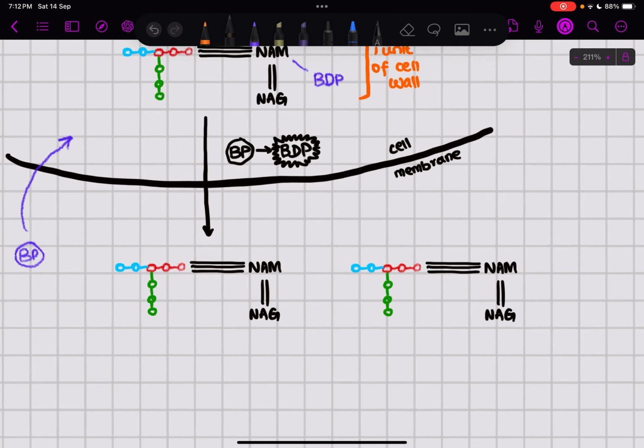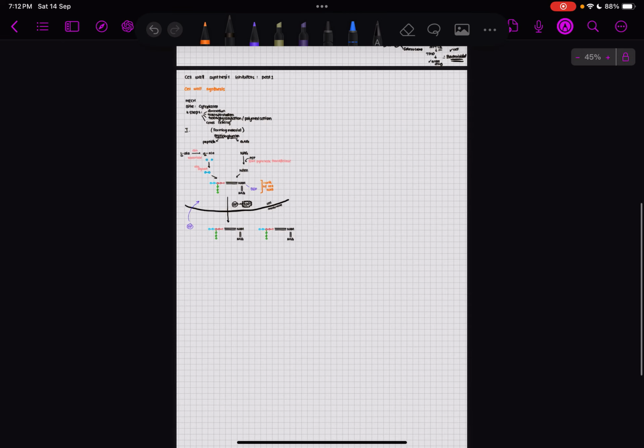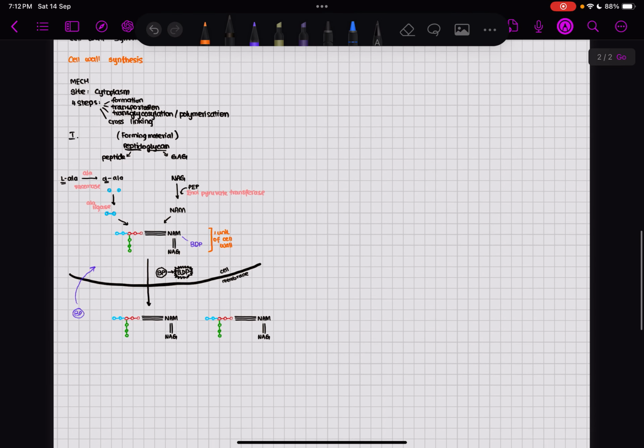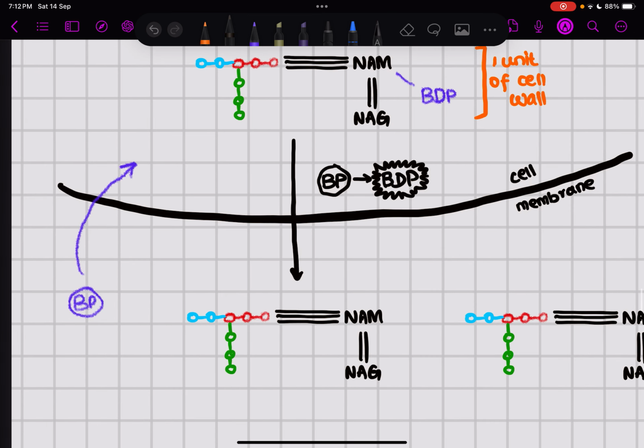After completing this, we get to know that there have been other units too. Now what happens with these other units is that, okay, we have done the forming material formation. We have also done the transportation. This part is the transportation part.